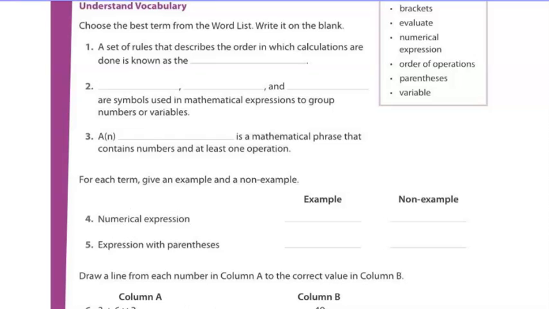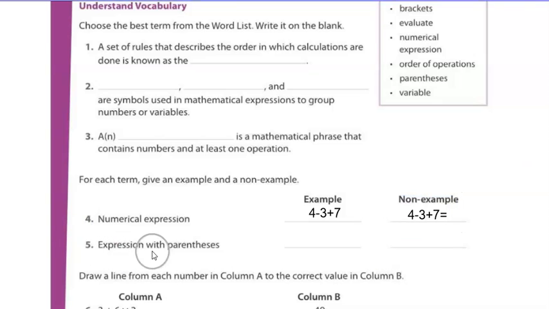So a numerical expression, so basically if you were to give an example of that, it could be like 4 minus 3 plus 7. All right, so that would be an example. Remember, an expression does not have an equal sign. So if I did 4 minus 3 plus 7 and then gave my equal sign, that would be a non-example because remember, an expression does not have an equal sign.